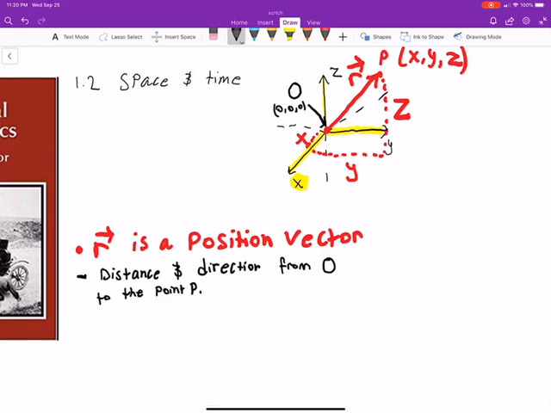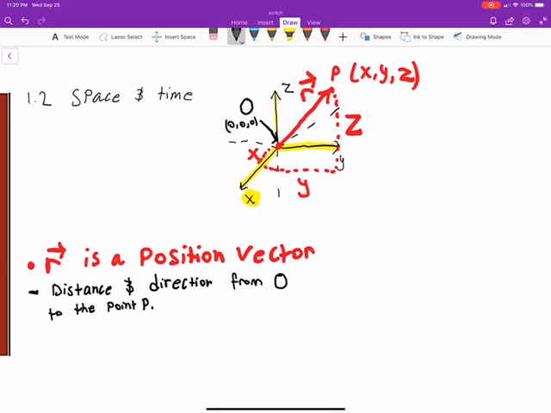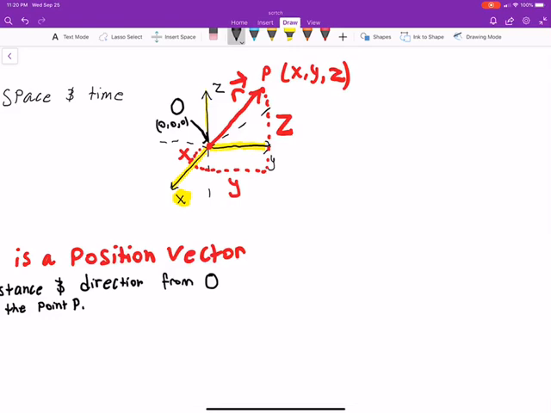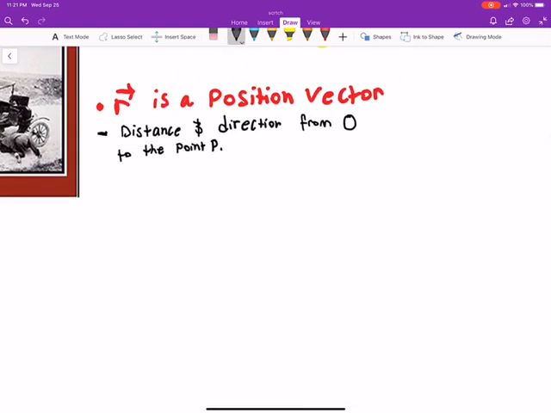So not too much to say there. If we look at the components, this x, y, z part right here, these are the components of our r vector. It has a component in the x direction, a component in the y direction, and a component in the z direction. The unit vectors, that deserves its own color. The unit vectors are just x hat, y hat, z hat.